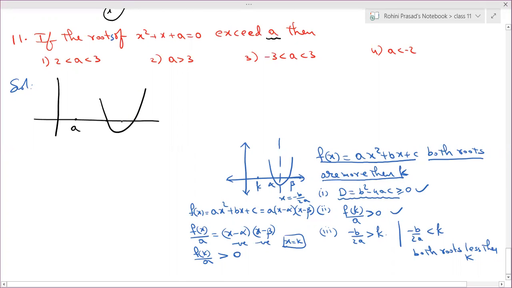And we need not worry about finding alpha beta, because we have conditions to use one by one. So for this d greater than or equal to 0, d is b square minus 4ac. So the minus 1, no, plus 1 whole square minus 4 into a is 1 and c is a, greater than or equal to 0. So 1 is greater than or equal to 4a. 1 by 4 is greater than or equal to a.